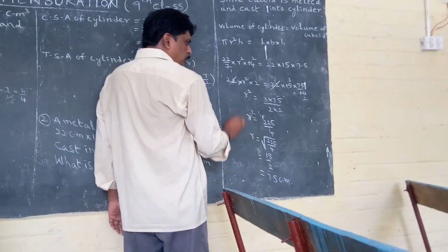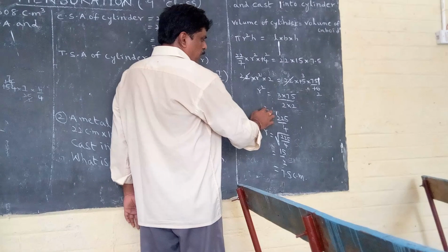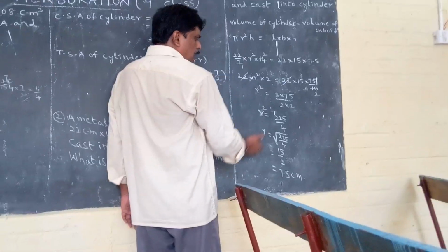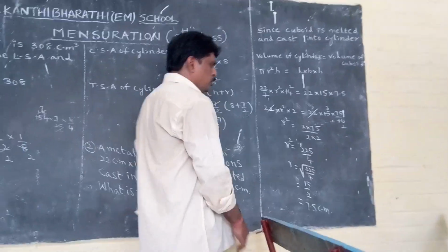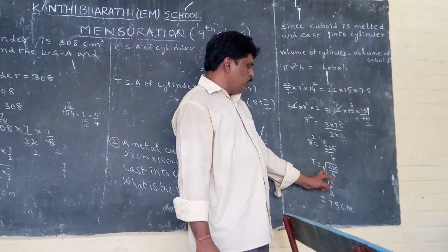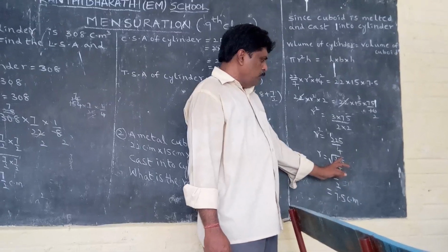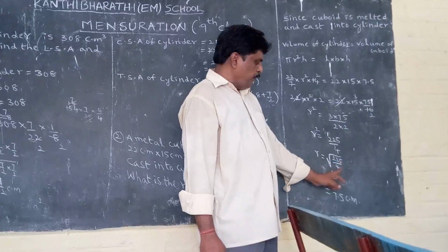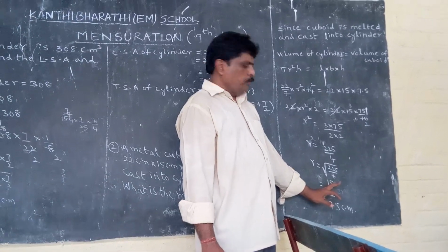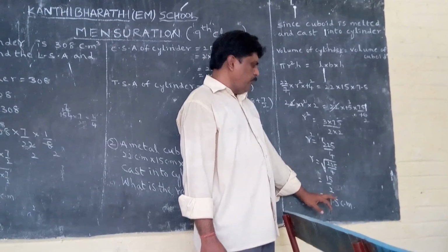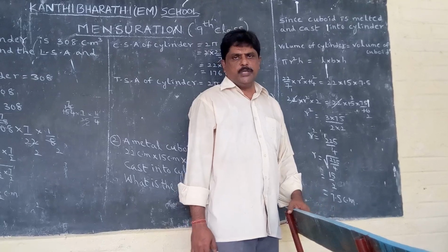Then we have to find the value of r. So the square going to the other side will change into a square root. So r is equal to square root of 225 by 4. What is the value of the square root of 225? 15, and the value of the square root of 4 is 2. So we get the answer 15 by 2, that is 7.5 centimeters.